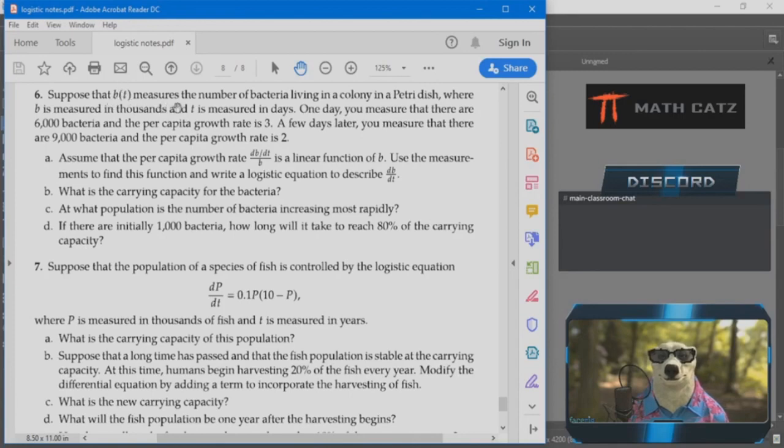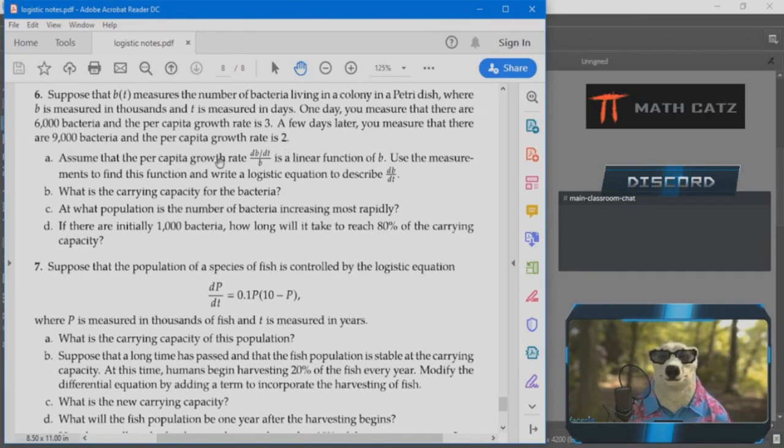Suppose that our function measures the number of bacteria living in a colony in a petri dish, where Y is measured in thousands and time is measured in days. One time you measure that there are 6,000 bacteria and the per capita growth is 3. Now here's the typo. This should actually be hours. A few hours later, you measure that there are 9,000 bacteria and the per capita growth is 2.